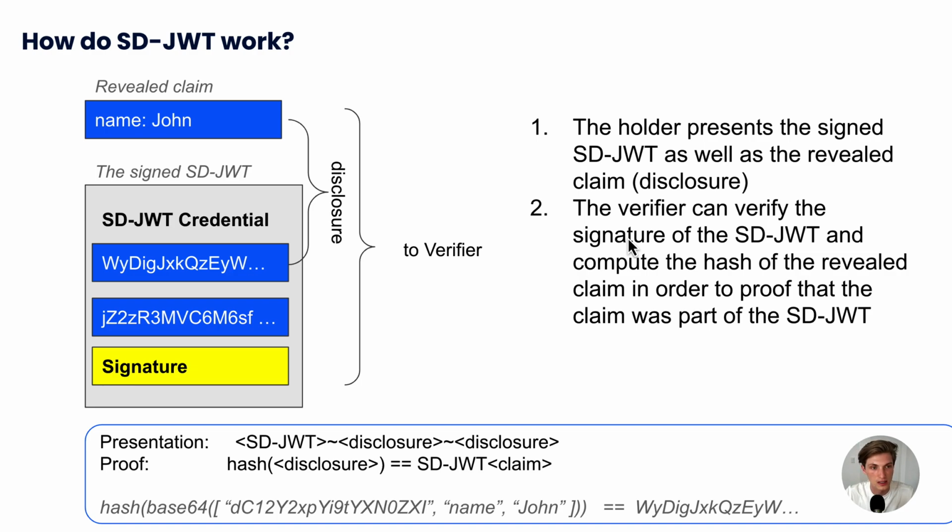The verifier can then take this disclosure, so the plain text value, and hash it with the same hashing algorithm used at the beginning, and then compare the values which are in the SD-JWT credential and thereby verify that this value is actually present in the credential. What is also possible in the SD-JWT credential is to add so-called decoy hashes to conceal the actual number of claims a credential has.